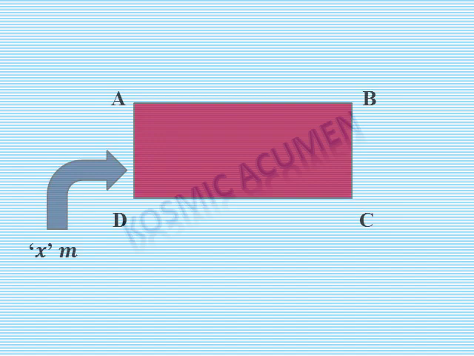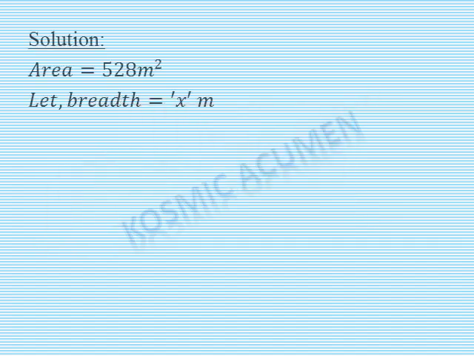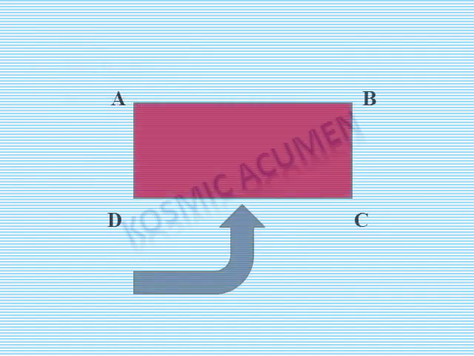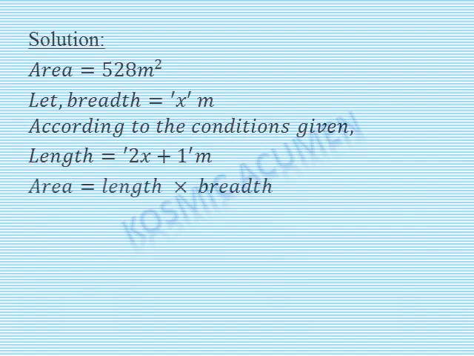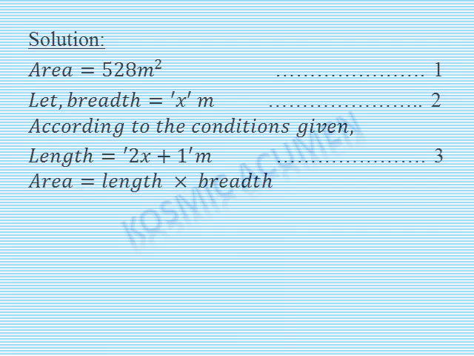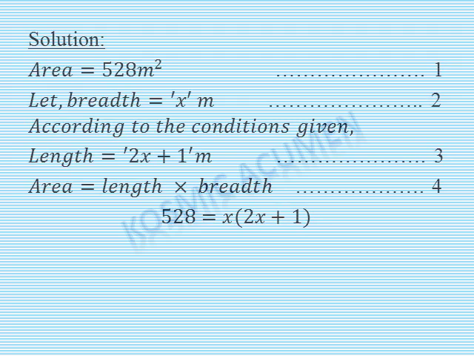Then according to the conditions that they have given us, we can write the value of length in terms of breadth. Now what is length? Length is one more than twice its breadth. So length will be 2x plus 1 meters. Also we know that the area of a rectangular field is length into breadth. So from equations 1, 2 and 3, putting these equations in the fourth equation, we can get 528 is equal to x bracket 2x plus 1.